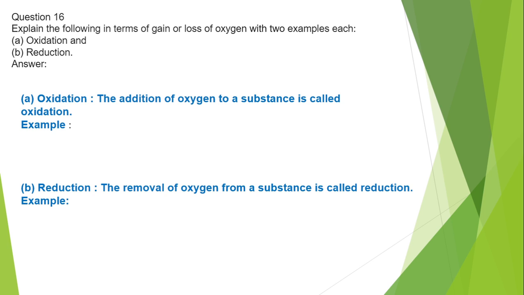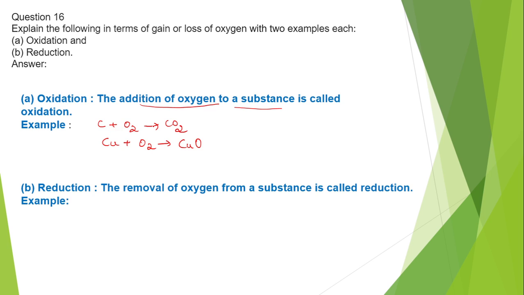Next, explain the following in terms of gain or loss of oxygen with 2 examples each. Oxidation reaction in terms of gain of oxygen, how can you explain? The addition of oxygen to a substance is called oxidation. For example, let us write the example of carbon burning in oxygen to form carbon dioxide. And one more example we can write: copper burns in oxygen to form copper oxide.